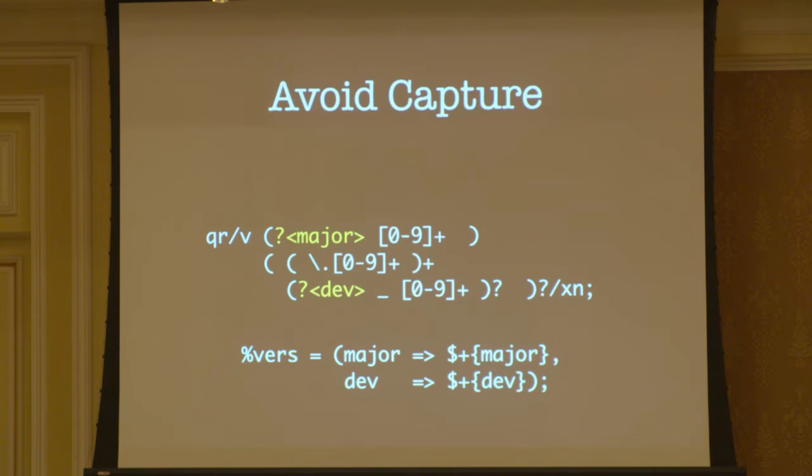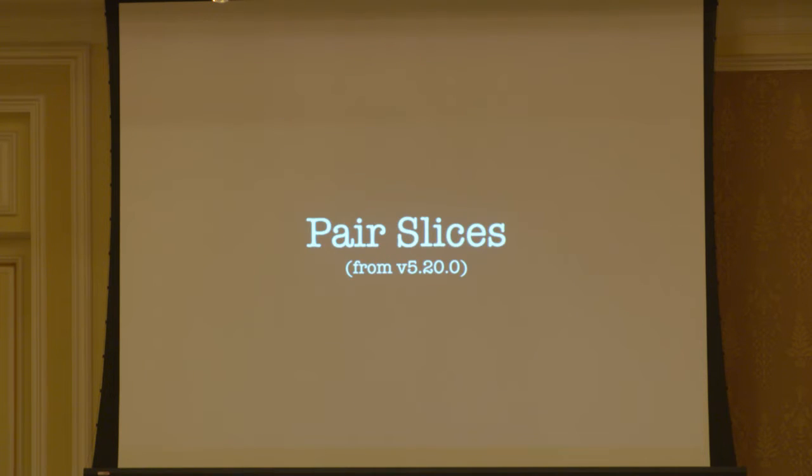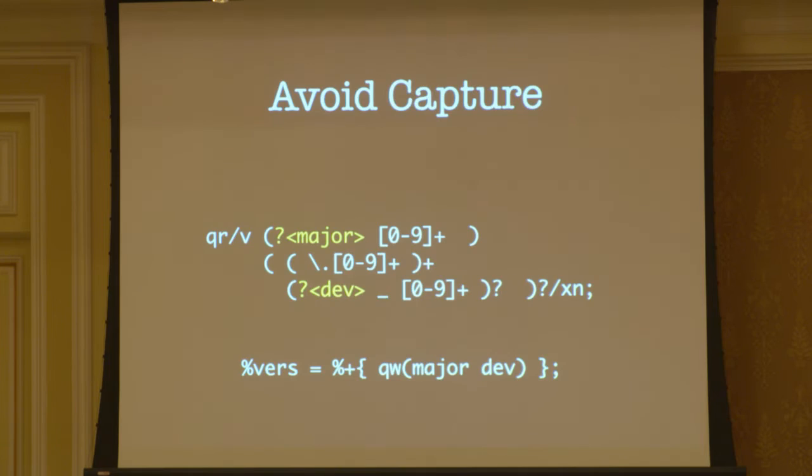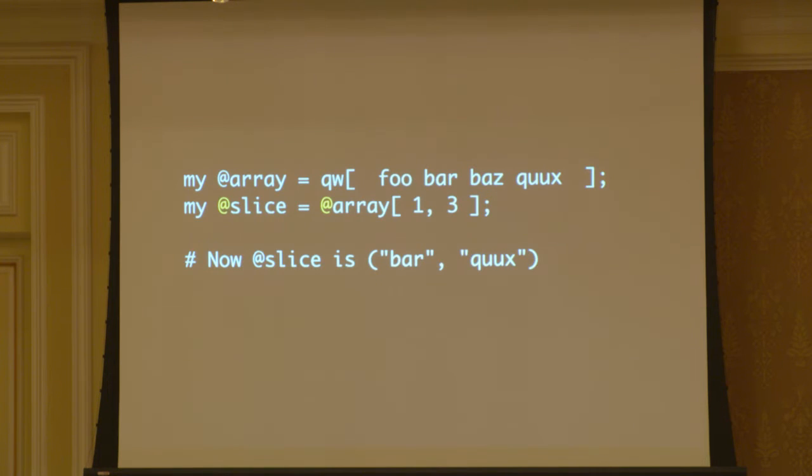But of course, I would never write this thing at the bottom, because what's the problem at the bottom? I've written the same word twice. That's no good. I would write this instead. So a brief digression back into the days of long gone and almost forgotten Perl 5.20. No, I don't need an @. Pair slicing. So you all know we can do this.